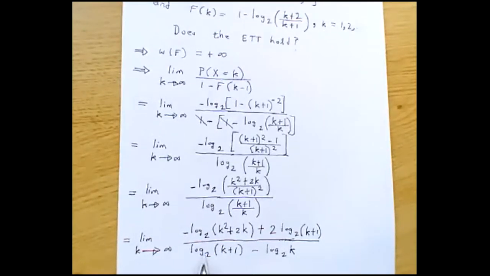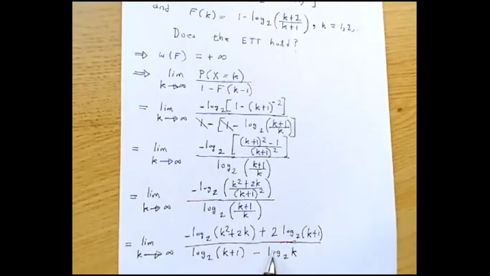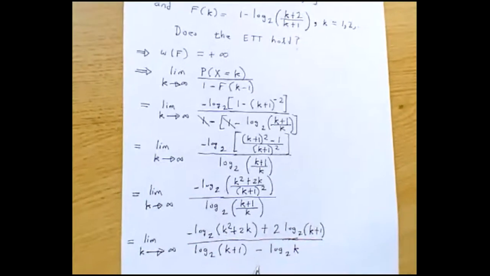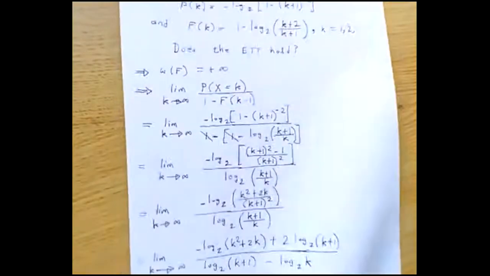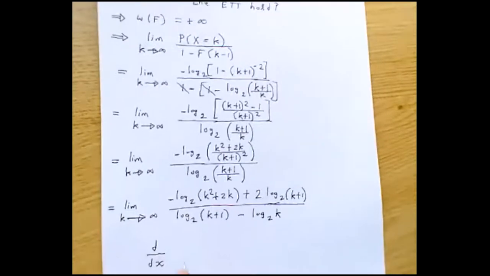All right, now in the next step, as k goes to infinity, this goes to infinity, infinity, infinity, infinity. So you have infinity divided by infinity. So what you need to use now is the famous L'Hopital's rule, you see? In the next line, I'm going to use L'Hopital's rule. But before that, you need to know something. This is calculus. I'm sure you've done this in first year.